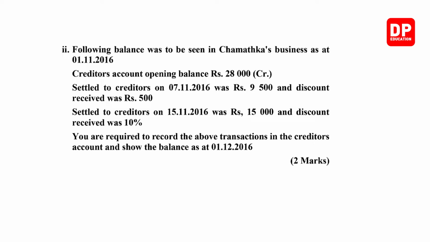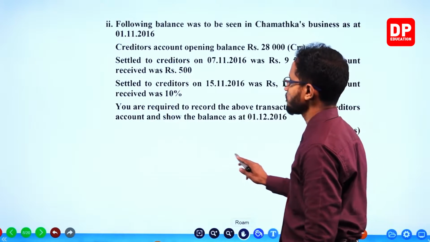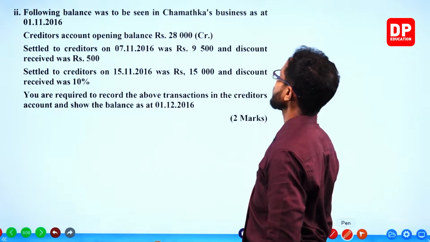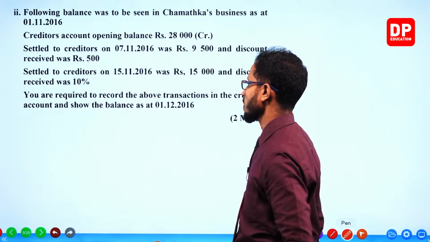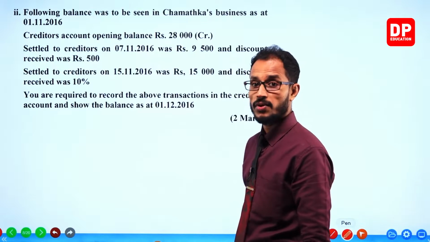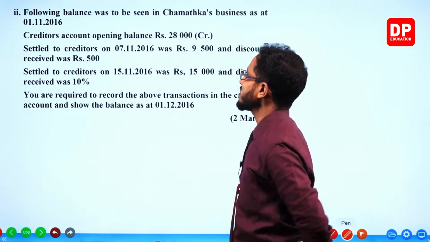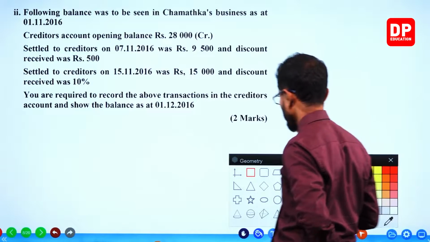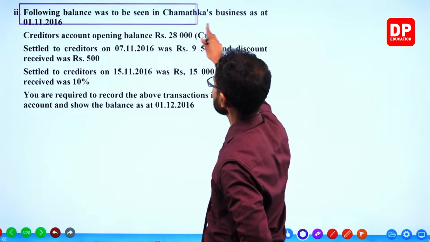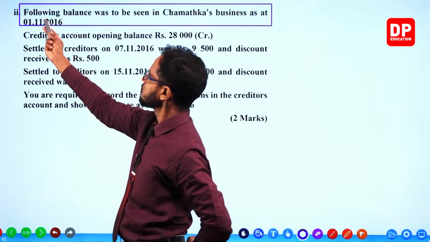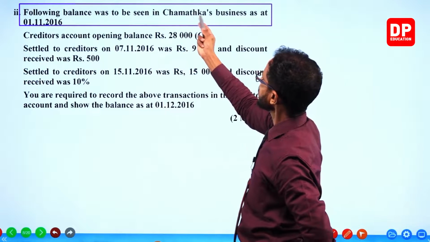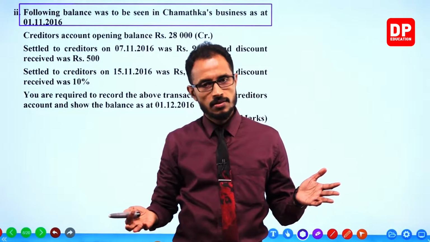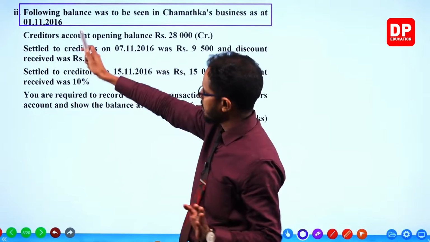The following balances were to be seen in Chamatka's business as at 1st November. Creditors account opening balance 28,000 credit. What are they saying now? This is the question: the following balances were to be seen in Chamatka's business as at 1st November. The balance is given.